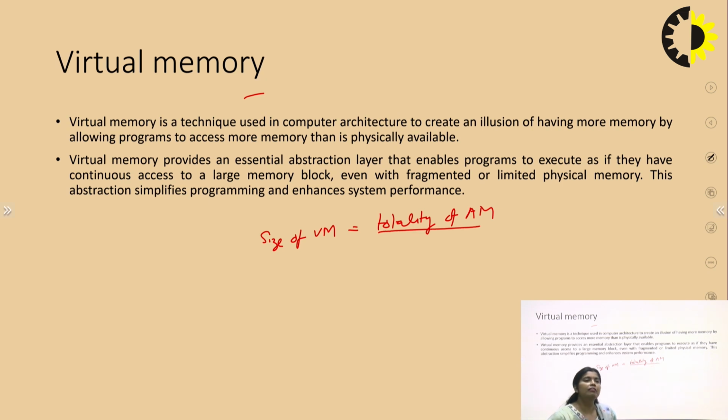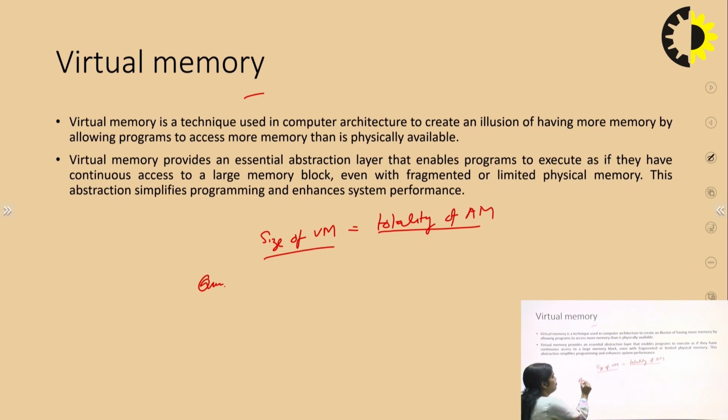Auxiliary memory, as you know, is the secondary storage on the computer system. Whatever secondary storage is there at that time, suppose there is a pen drive, a magnetic disk, or some compact disks, the totality of the auxiliary memory will create the size of the virtual memory.